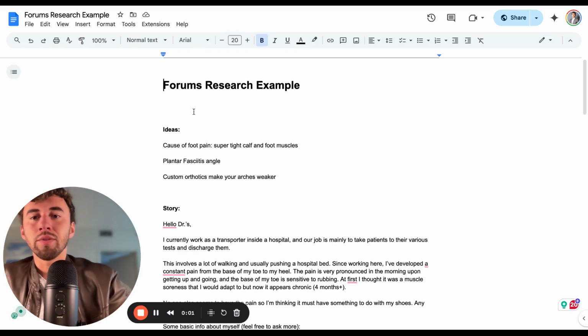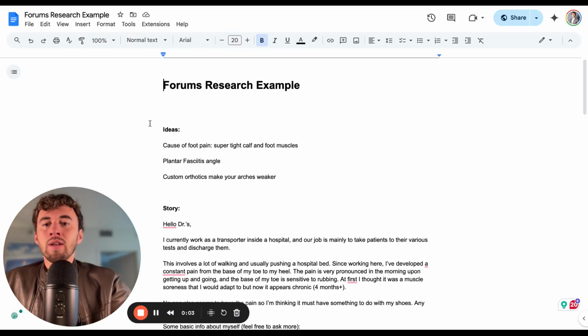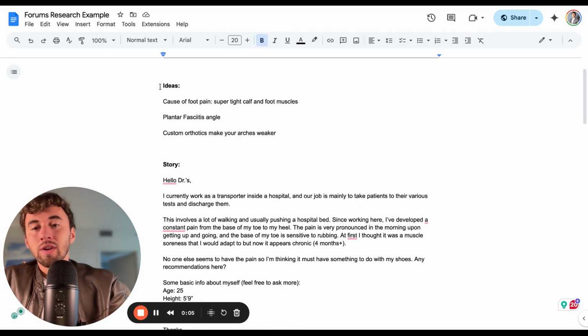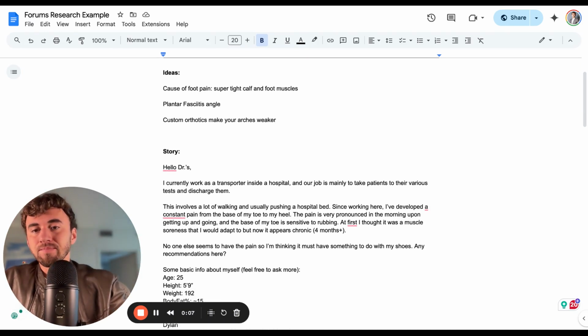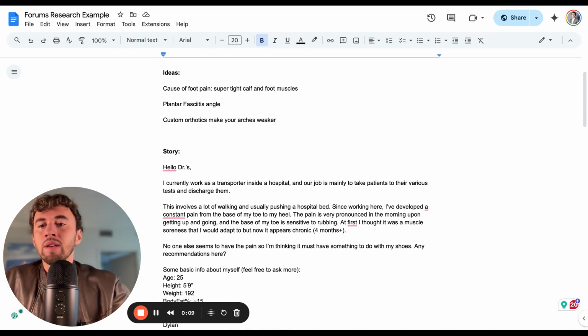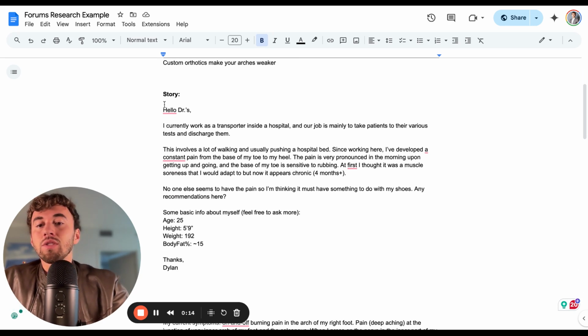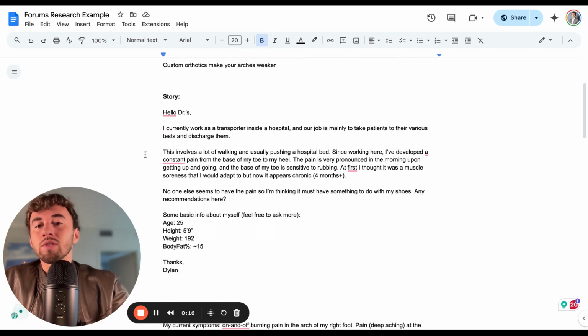On these forums, I do the research on the problem and the avatar. Here are a couple things I'm looking for. One, I have a section where I just note down ideas that come to me. This could be causes of the problem. It could be angles I want to take in my VSL. It could be certain phrases. I also note down all the long form stories that people will submit to these forums.